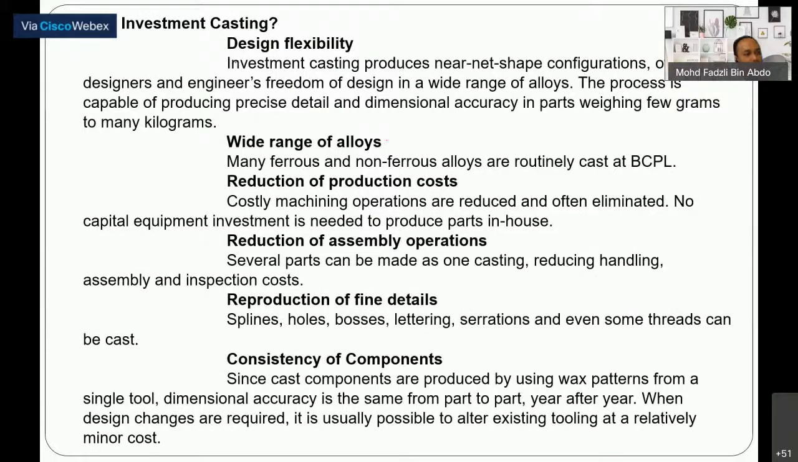This is the why investment casting, design flexibility. Investment casting produces near net shape configurations.